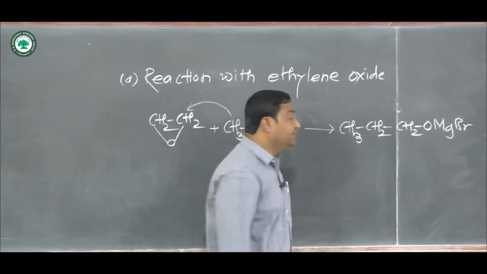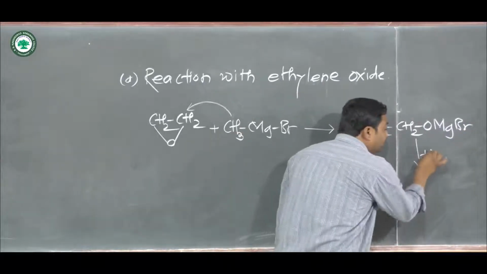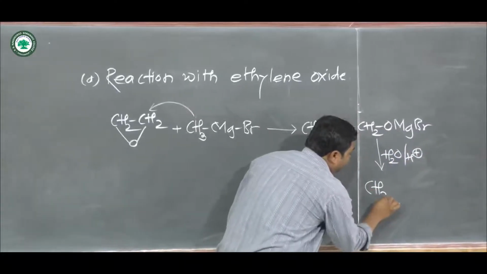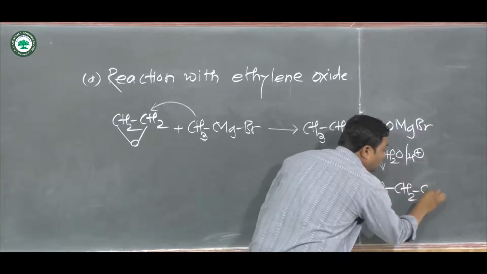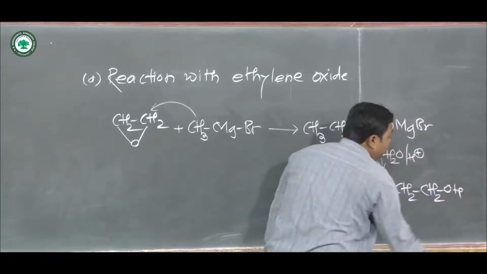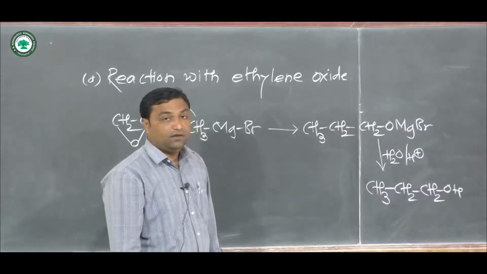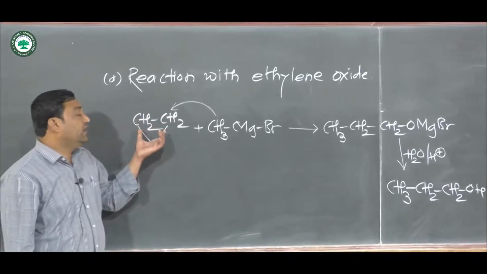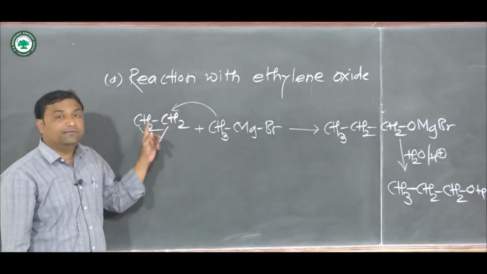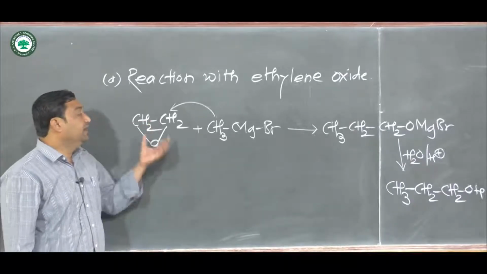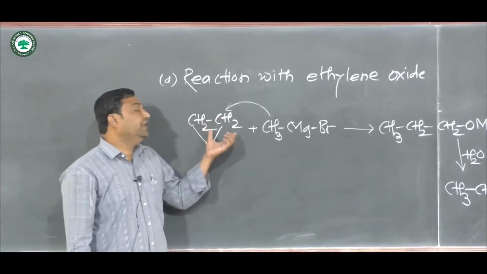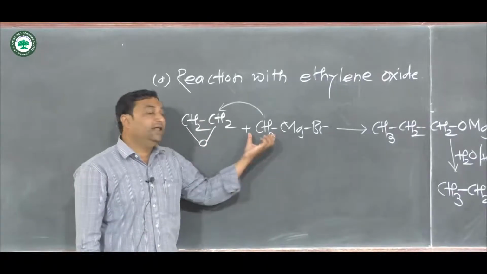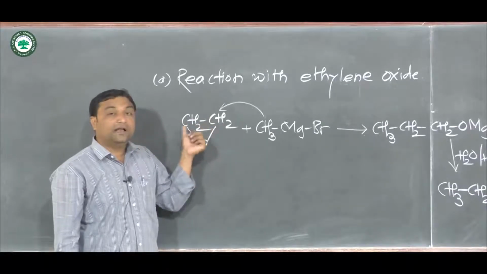Which on hydrolysis gives n-propyl alcohol as a product. When we carry out a reaction on epoxide or ethylene oxide, it is the unsubstituted ethylene oxide. That's why the attack of nucleophile takes place on either carbon atom.